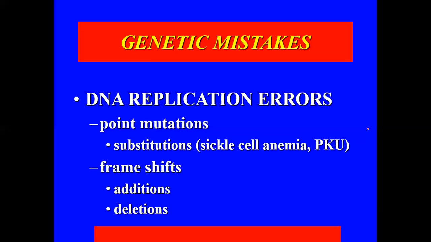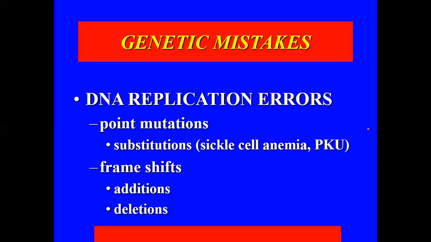A frameshift mutation, that's a different story. That is when you leave out a base when the DNA replicates. That's called a deletion. That means the whole sequence of bases on the DNA is moved up one, and that can affect every codon from there down to the end of the gene. You can put lots of wrong amino acids in the proteins, and that can lead to very big problems.